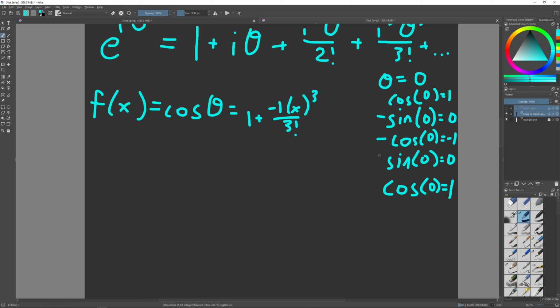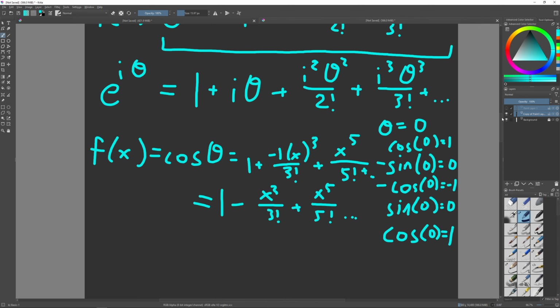So then the fourth term is going to be 0 because of this, and the fifth term is going to be a positive 1. So it'll be plus x to the fifth over 5 factorial, and plus dot dot dot. Okay, so let's write it out a little neater. Minus x cubed over 3 factorial plus x to the fifth over 5 factorial dot dot dot.